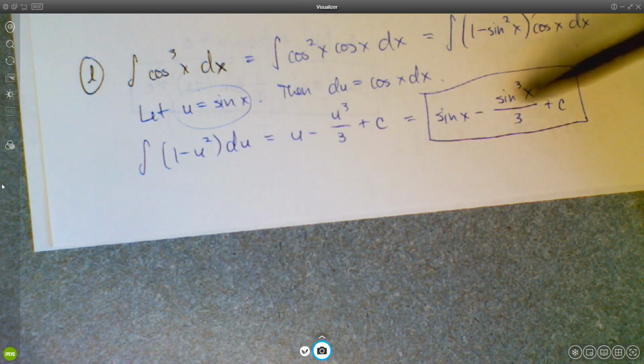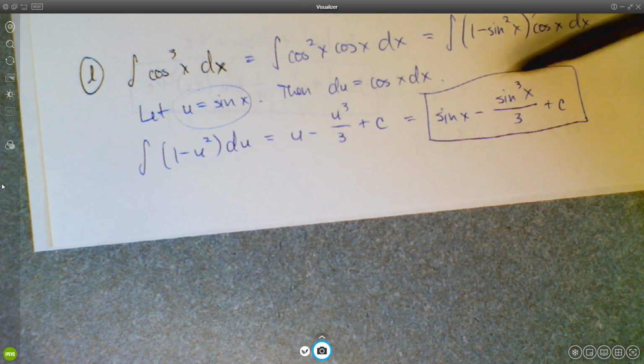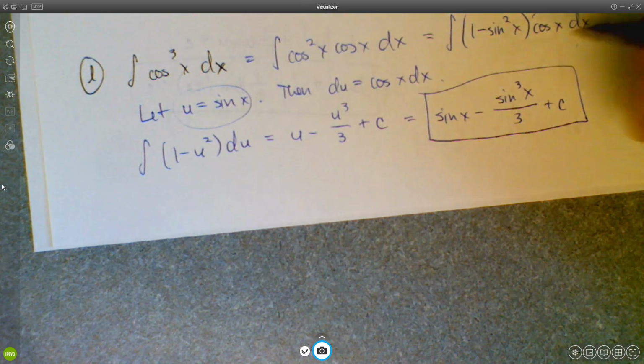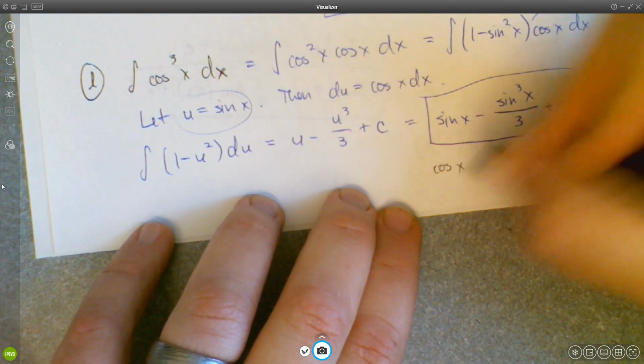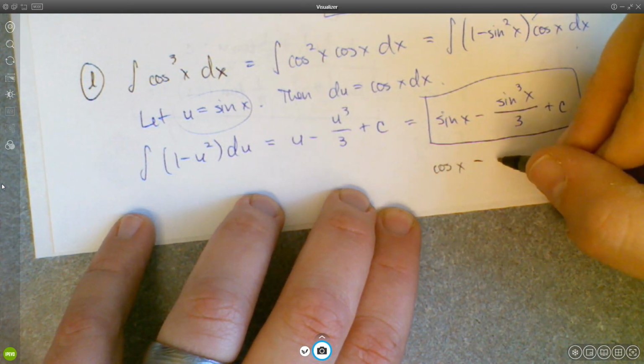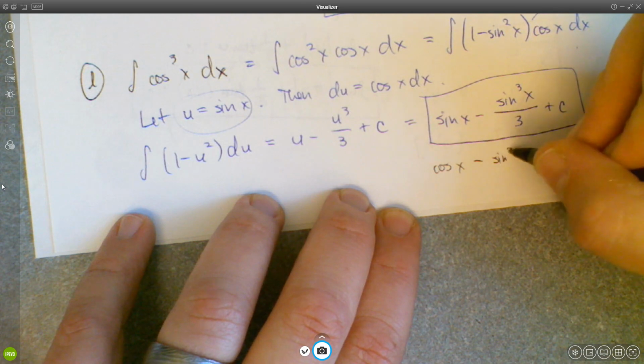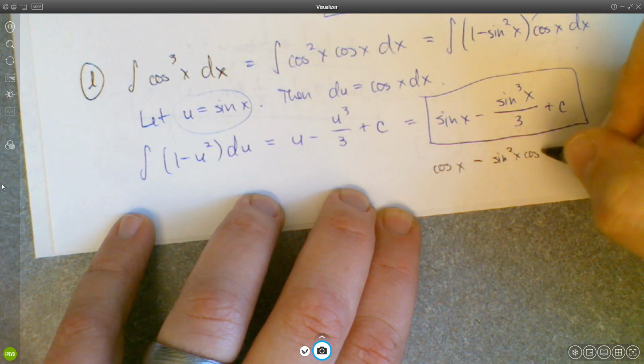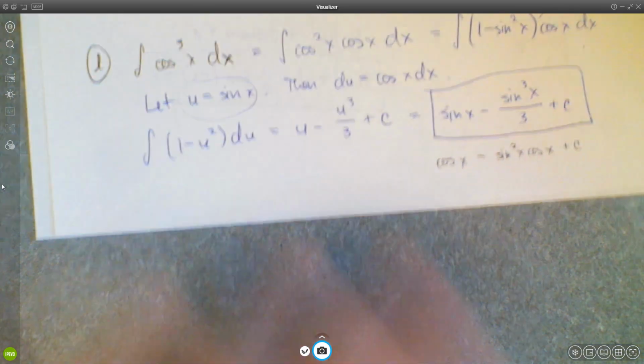Oh, but chain rule, right? So it'd actually be, you'd have another cosine x. Oh wow. Okay, so it would be cosine x. Here I am doing it now. Is going to be cosine x times sine squared x cosine x plus c.